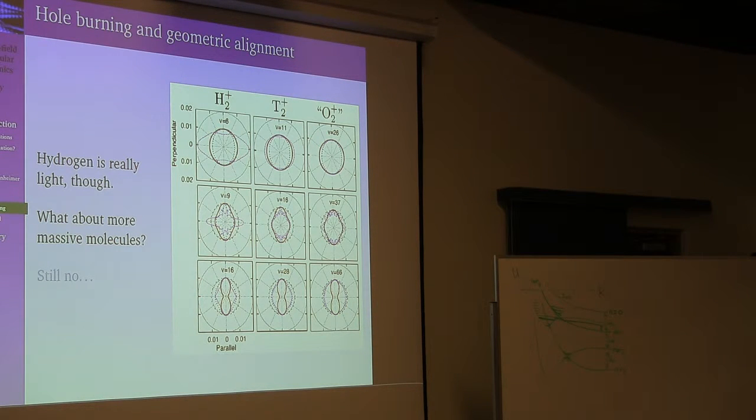I'll just explain what this is about. So one argument would be that, okay, H2 plus is the lightest molecule, which means it rotates the fastest. So if there's going to be a geometric alignment, if there's going to be hole burning, maybe it's not going to be on the one that rotates the fastest, but maybe on something that rotates more slowly. So if we just simply increase the mass from H2 plus to T2 plus, and then to a fake O2 plus, we kept the same potentials, we just increased the mass artificially. Theorists can do that, okay? You don't see any real dramatic differences, okay? There's still no strong evidence of this hole burning or geometric alignment.